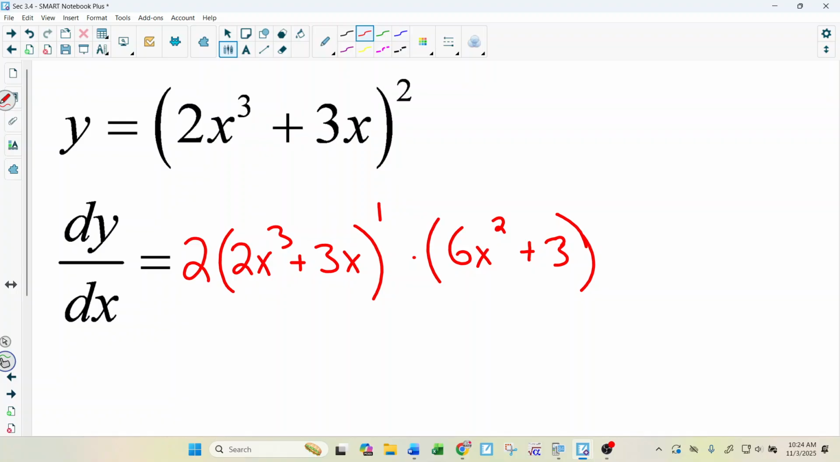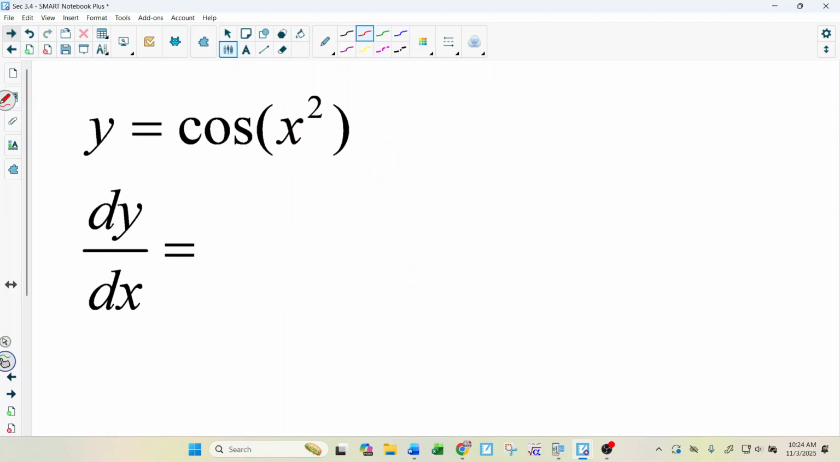Now, you can't always do it that way. Let's say we have this. What's the derivative of cosine x squared? Obviously, you can't multiply this one out, okay? But with our chain rule, derivative of the outside, inside staying the same. So what's our derivative of our outside? Cosine. And the derivative of cosine is? Negative sine. So it's negative sine, derivative of the outside, inside staying the same, times the derivative of the inside, which would be 2x.